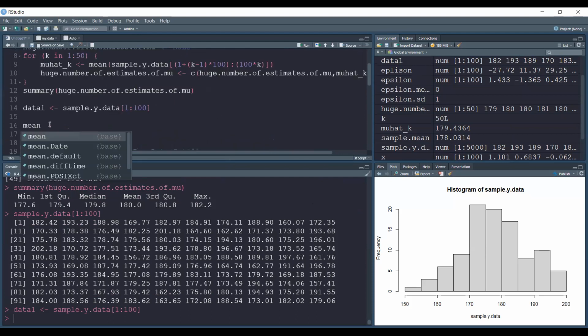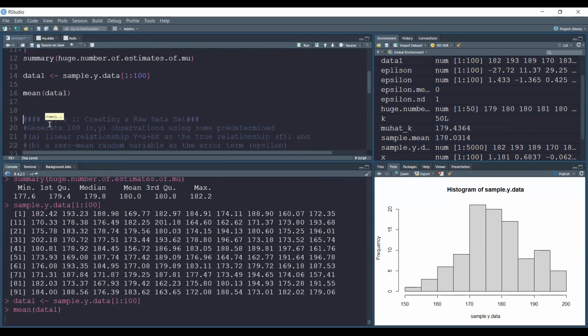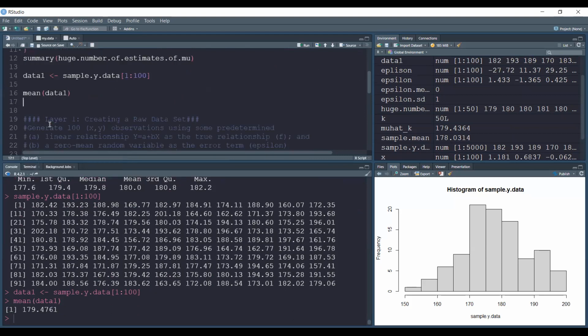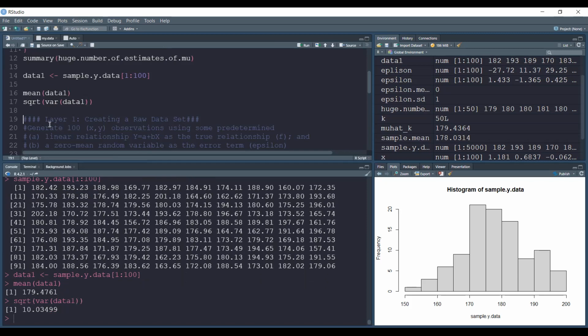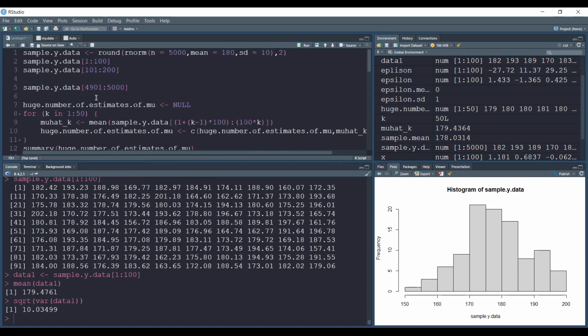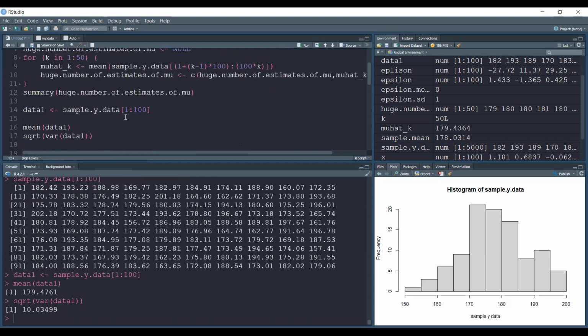There is the mean of data 1. There is the standard deviation of data 1. That's the square root of the variance. There's probably an easier way of doing it, but square root of the variance. And that's 10.03. As you would expect, the true standard deviation is 10.